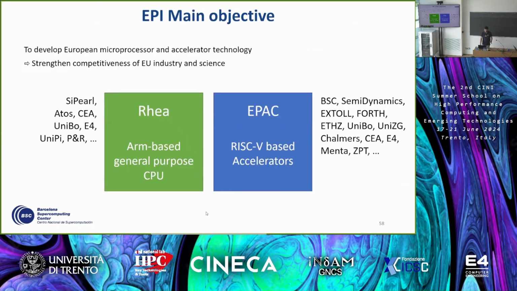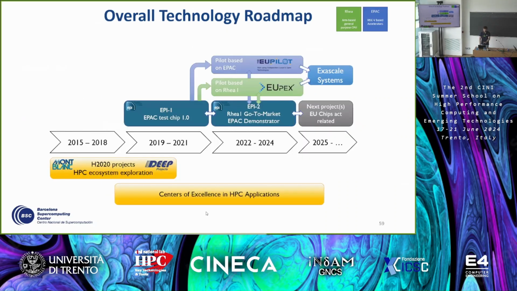Anyhow, within EPI, we have 2 developments: a general purpose processor that is based on ARM, and what we call EPAC, the EPI accelerator, that is based on RISC-V, green and blue. We are talking about the blue one, not the ARM one. If you are interested in the green one, we can talk about it offline, because we have a lot of things on the blue one.